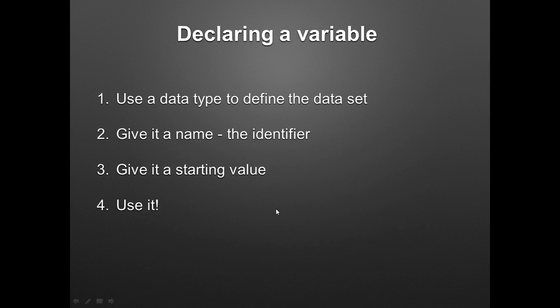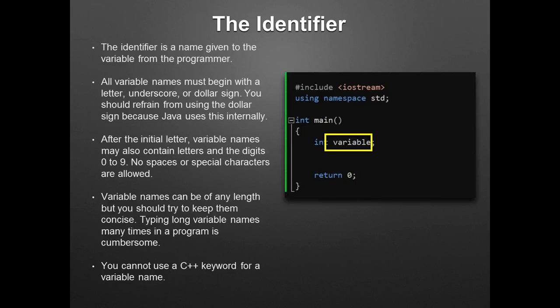Or you don't have to assign it from the start. As long as before you use it, you give it a value somewhere in your code, and there's no other way to access it without it getting a value first, you can do that. And that will qualify as giving it a starting value. After that, you're ready to use it. You can then call it by the identifier from there on out throughout the rest of your code, and you can use it as you will.